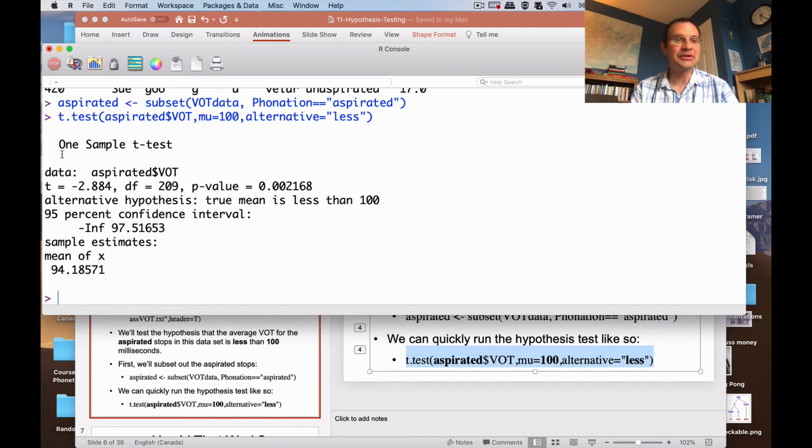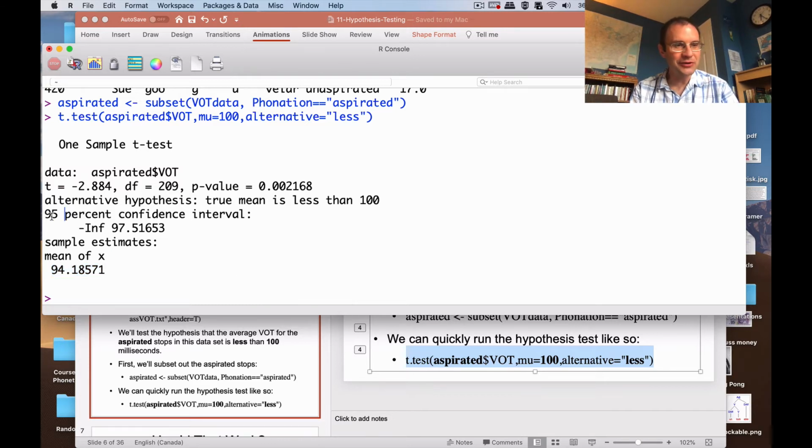So it says one sample t-test. It's got all this information. It's got a t-score. This is degrees of freedom. It's got a p-value, and so on and so forth. At the bottom here, though, it's got something which we do understand by now, which is the mean of x, the mean of the data that we're actually testing. So we hypothesized that it's 100, and we find out that the actual sample mean is 94.18571, what have you.